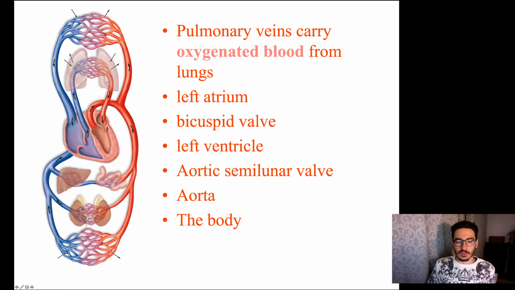Oxygenated blood is going to go to the left atrium. From the left atrium, it's going to go through the open bicuspid valve. So the left atrium is going to contract. The blood is going to go to the left ventricle through the open bicuspid valve. Then the left ventricle is going to contract, and the blood is going to go through the aortic semilunar valve to the aorta. And from the aorta, it's going to go to the body, and the cycle is going to continue.